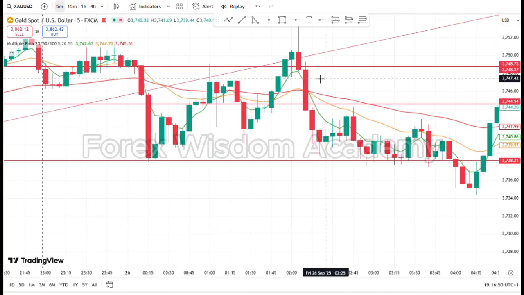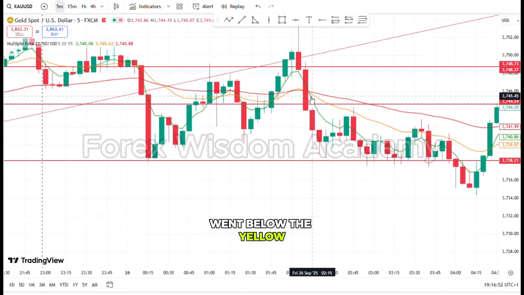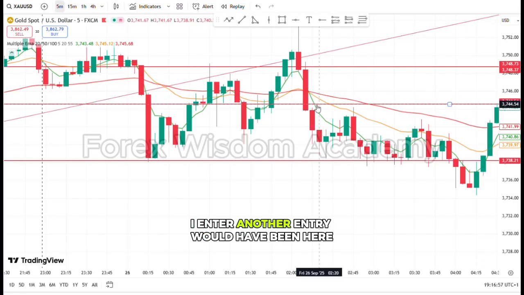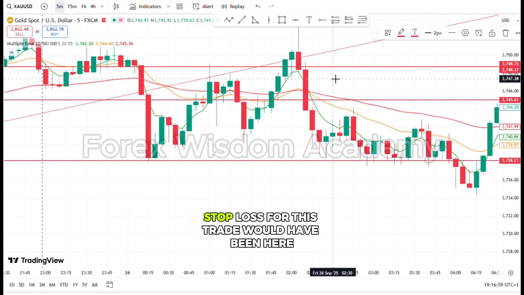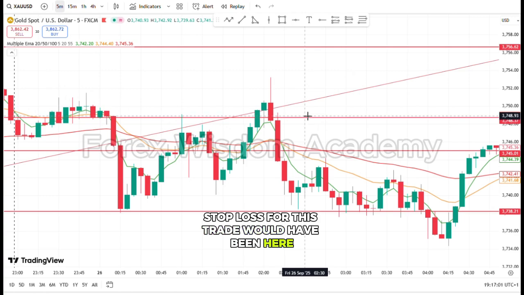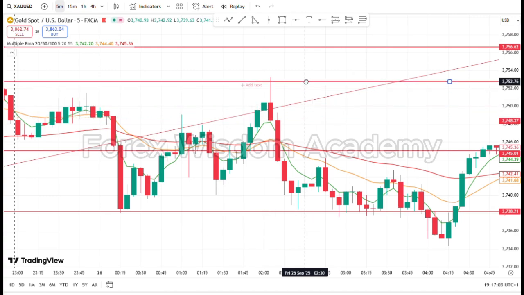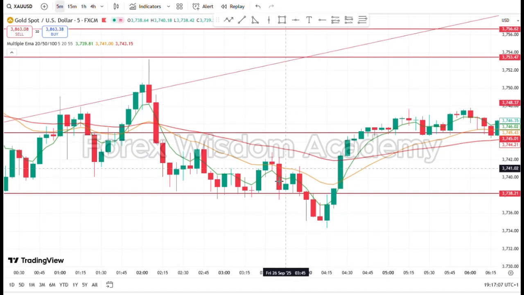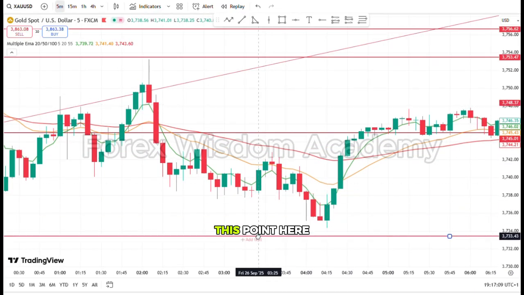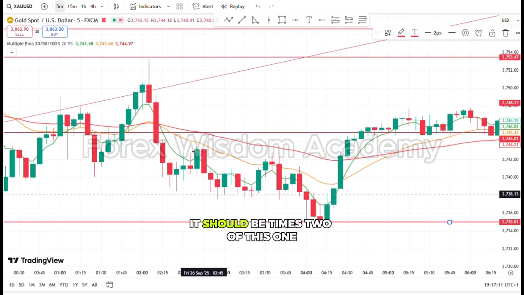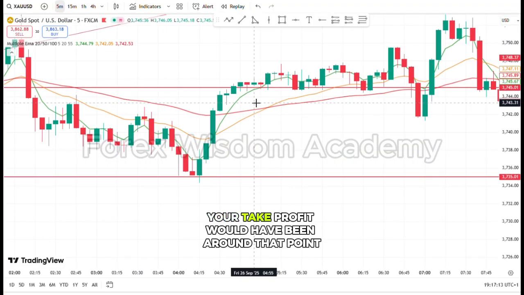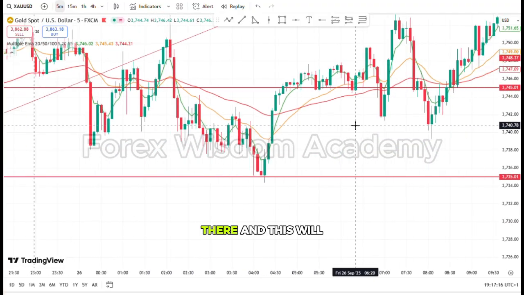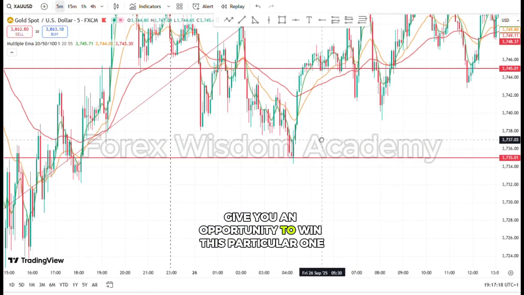The market again went below the yellow. You can see here. So here, another entry would have been here. Stop loss for this trade would have been here. And then your take profits would have been around this point here. It should be times 2 of this one. Your take profit would have been around that point there.